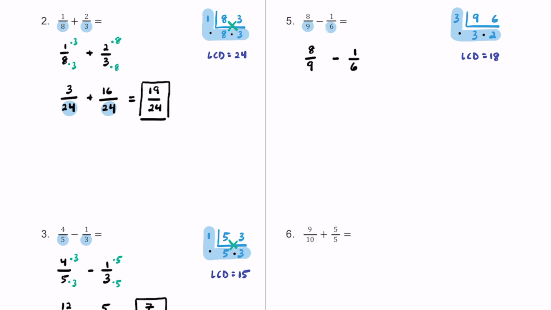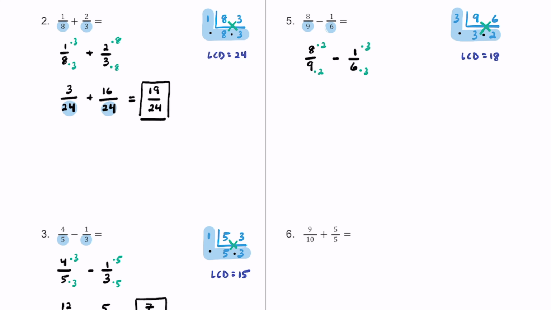So notice, how many 9s do we need to get to 18? Well, it looks like 2 of them, right? 9 times 2 would be 18, so let's do times 2, top and bottom. And then how many 6s do we need to get to 18? Well, it's going to be 3. Look at those diagonals. So 6 times 3, 1 times 3.